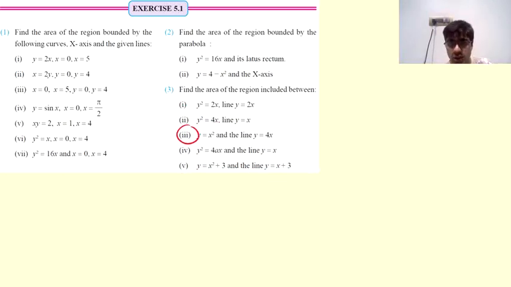Let's continue with the third question, which is a similar one. So again, y square equal to x is a parabola looking like this.